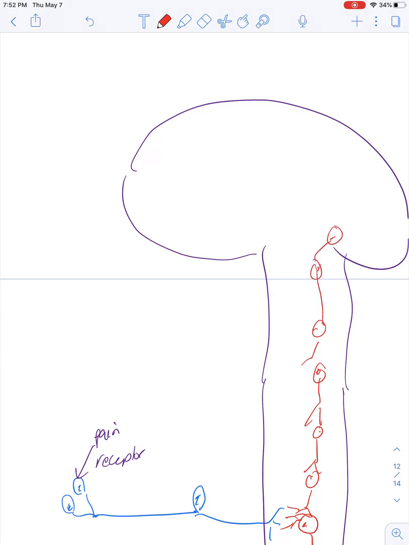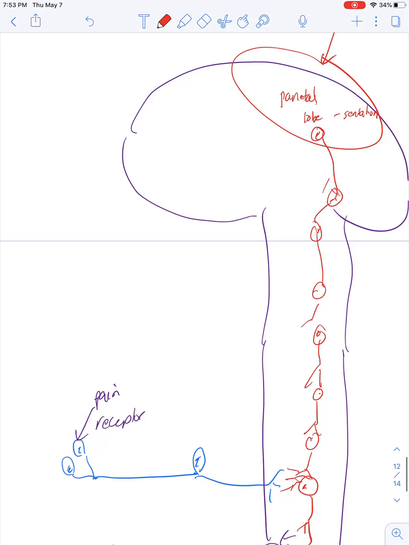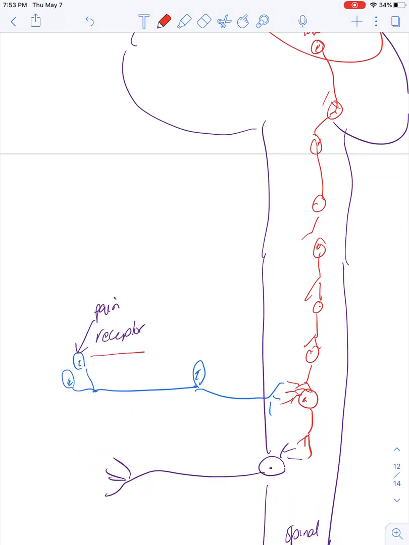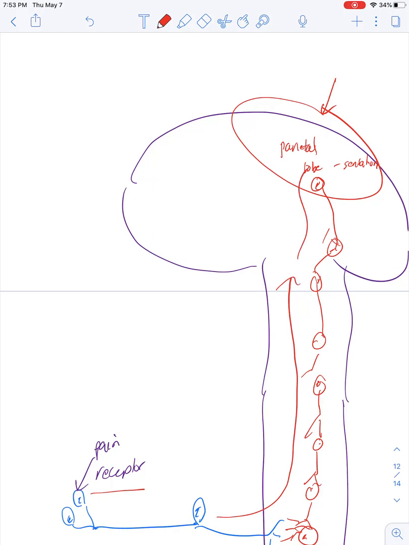These neurons then go to different parts of your brain. So the part of your brain that perceives sensation is called your parietal lobe. And the parietal lobe is sensation. It's basically the top back part of your brain. So now let's say these neurons go to the parietal lobe. Bang! Here's a pain receptor. The signal traveled all the way up to your parietal lobe. And there you feel pain.